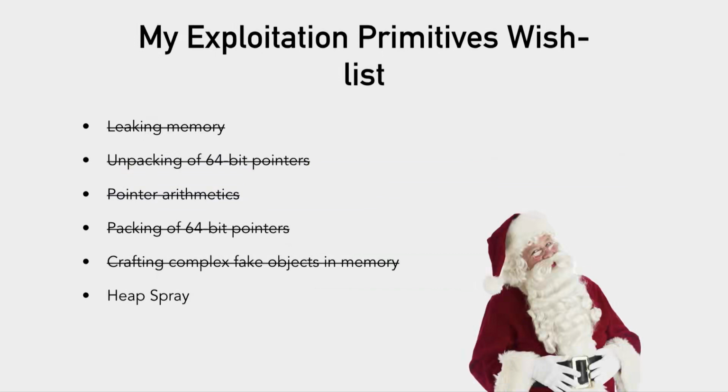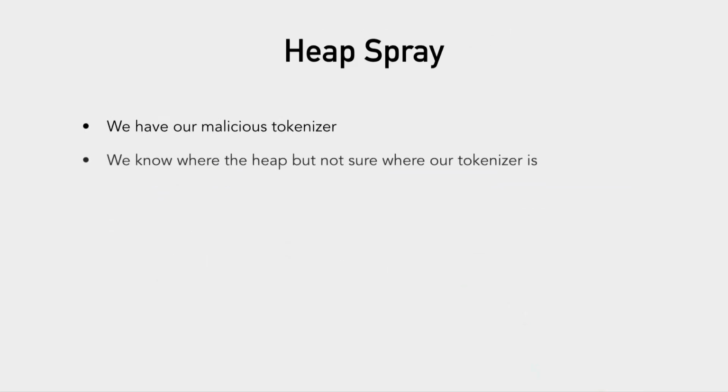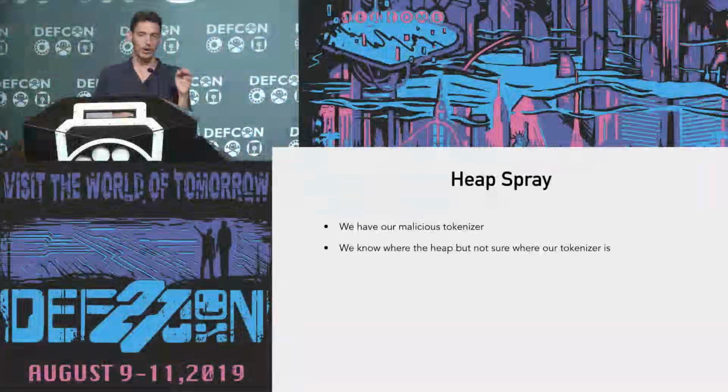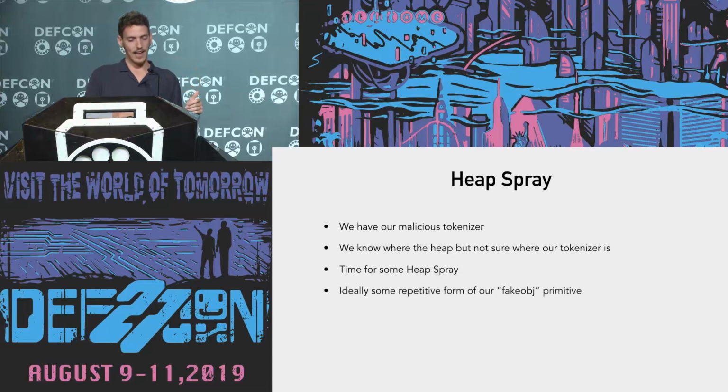So for our final primitive, we want to do some heap spray. Because now we have our malicious tokenizer, right? And using our leaks, we also know where the heap is, but we are not entirely sure where our tokenizer is inside the heap. So it's time for some spraying. And ideally, that would be some repetitive form of our fake object primitive, right? So repeat sounded like a really good option to us. Sadly, SQLite did not implement it for us, so we had to do it by ourselves.